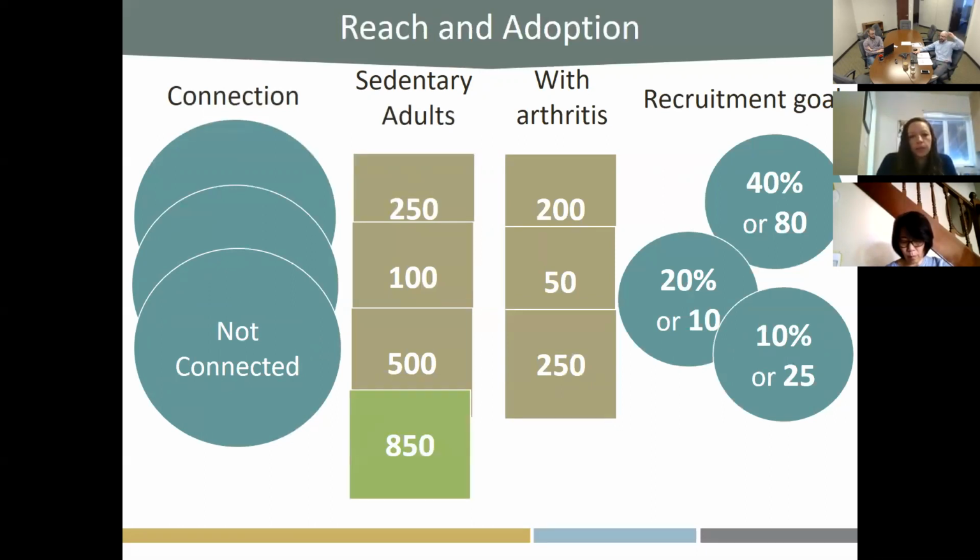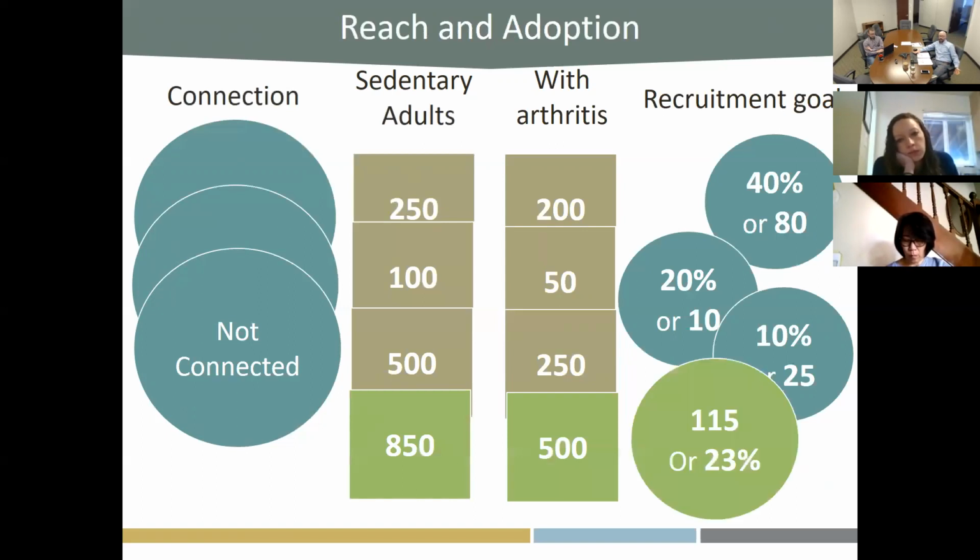And so that's a total of 850 sedentary adults living in their targeted areas, the 5 sites. So with arthritis would be about 500, and that would mean that their target goal for these programs would be 115, or 23% of their overall target population.